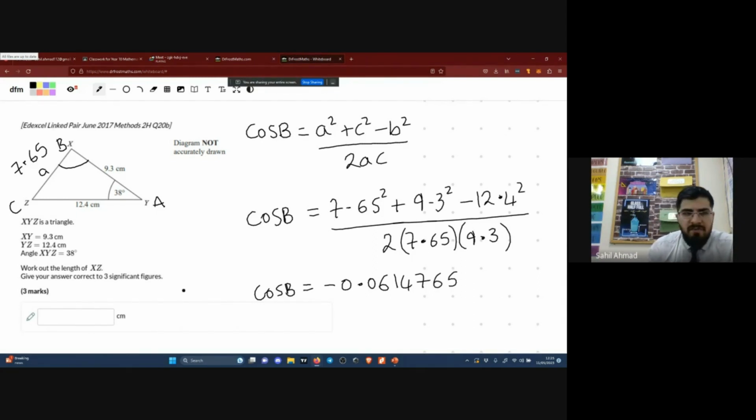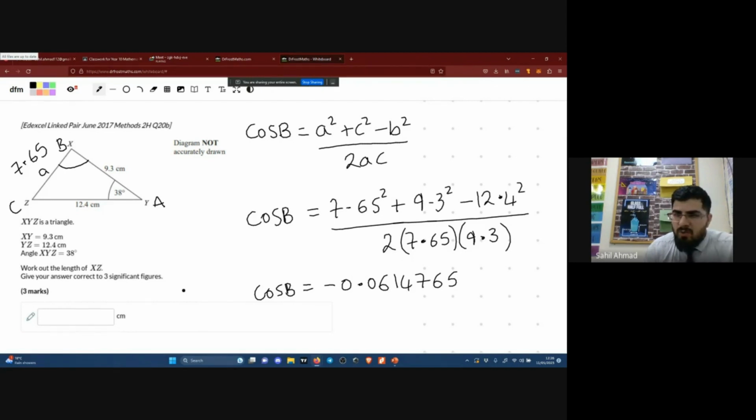That's fine. So let's double check everything that we have. We're trying to work out angle B given the lengths of A, B, and C. Now remember, it was B squared is equal to A squared plus C squared. A squared was 7.65 squared. C squared was 9.3 squared minus B squared, which was, ooh. Now, can someone tell me where we might have gone wrong over here?